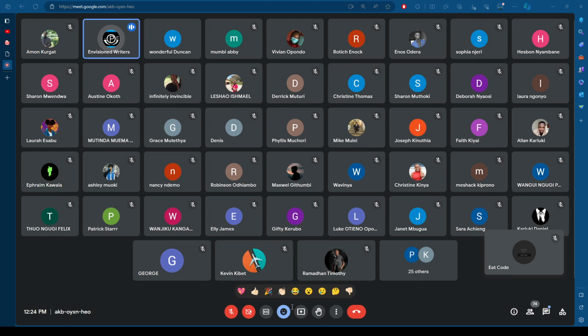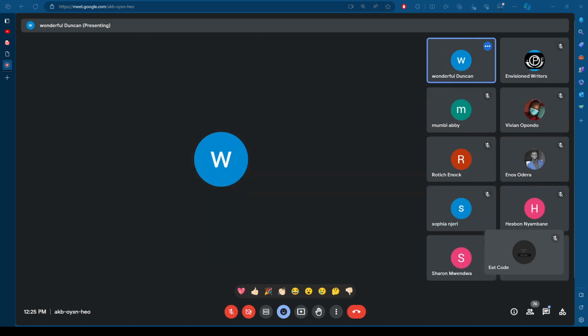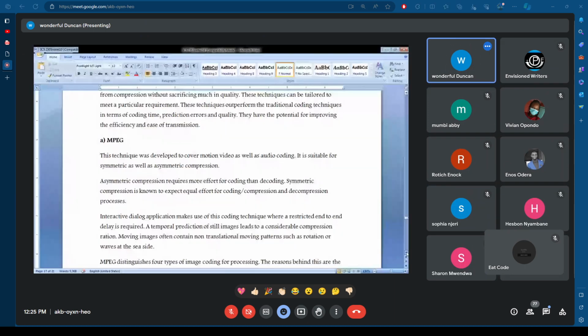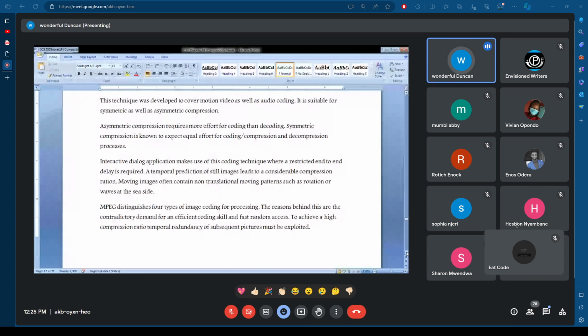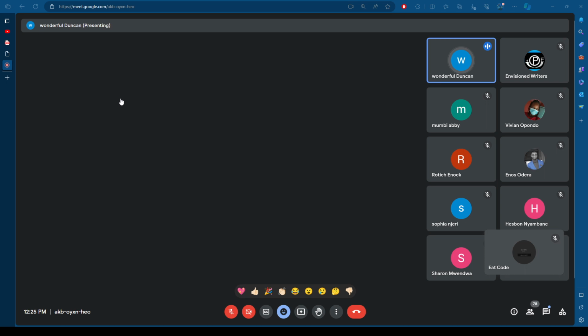Let us continue. Asymmetric compression requires more effort for coding than decoding. Symmetric compression is known to expect equal effort for coding, that is compression, and decompression processes.